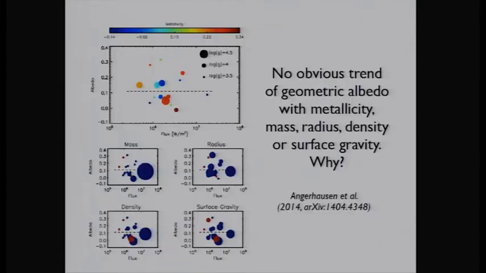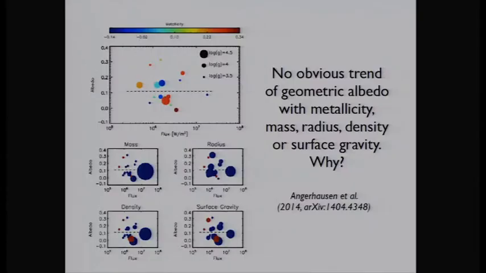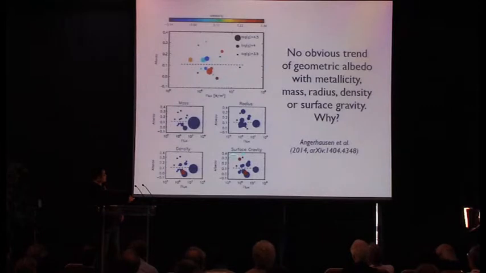So in a recent study that's on the archive, Daniel Engelhausen et al. looked at this for a somewhat larger sample of objects, and they also looked at different trends with surface gravity and mass and radius and density and so on. These different panels, as they are labeled, show you the mass, the radius, density, surface gravity. The size of the circles reflects the magnitude of the quantity. The size of the circles here reflects the magnitude of the surface gravity, and the color reflects the stellar metallicity, and there's no trend. And I'm not sure why.